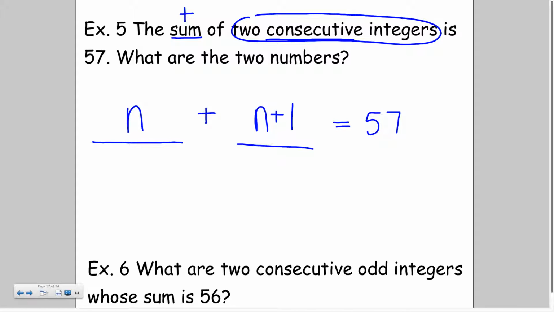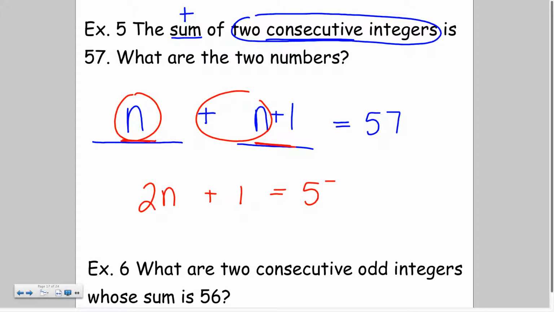So we're starting with some number. To get to the very next number, we would add 1 to it. And it's supposed to equal 57. So now you have an equation. So we're going to combine like terms. So 2 n's. 1 does not have a like term. Equals 57. So again, you're still solving your equation, so you're going to move 1 over. So we have 2n equals 56. To finish this problem, we're going to divide by 2, and that gives us n equals 28.